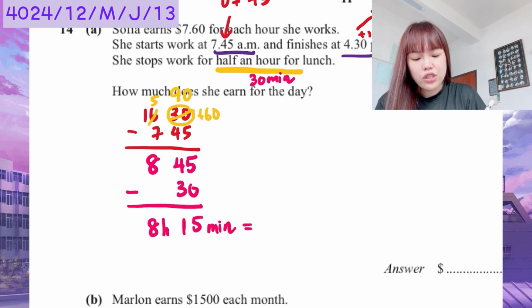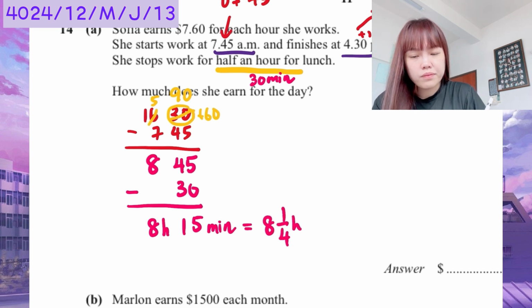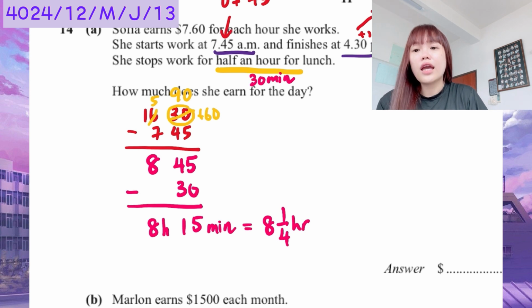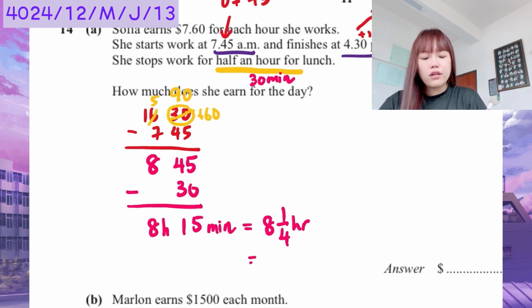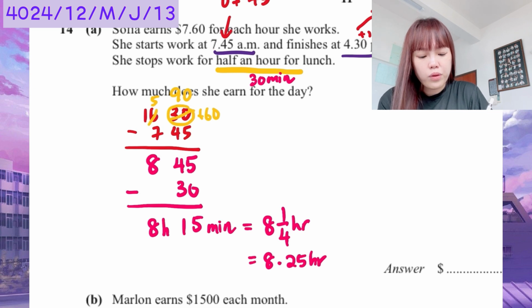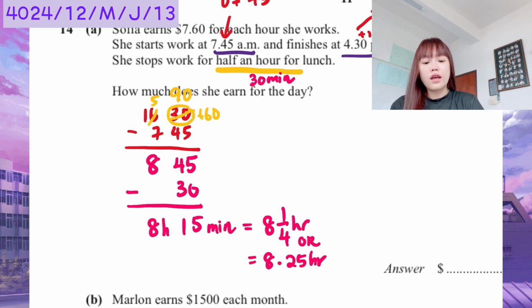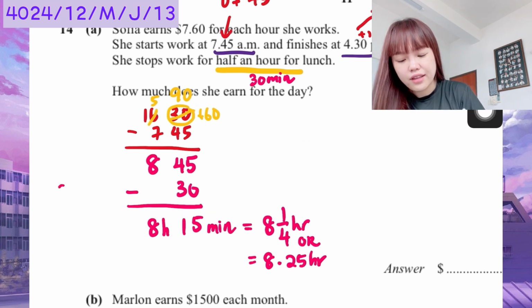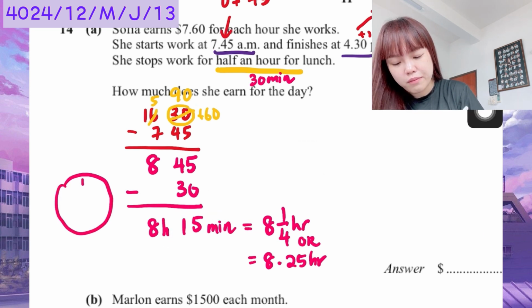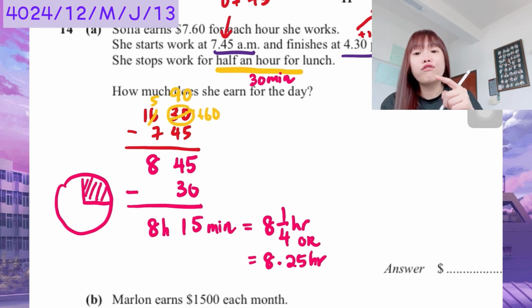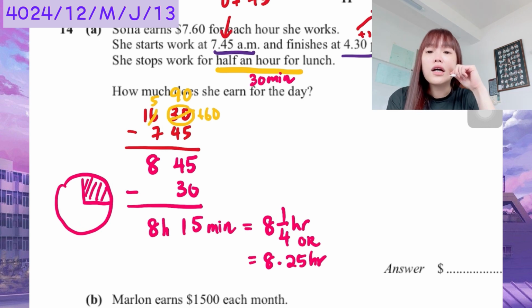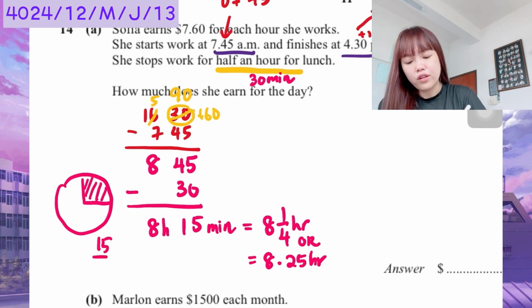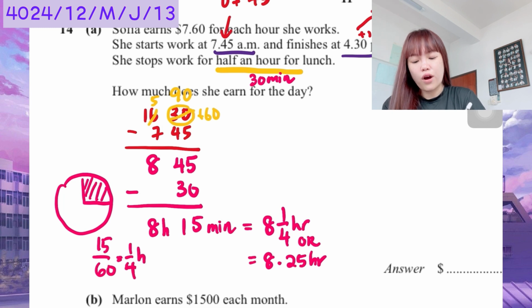Okay, if you want to change this to hour only, it will be 8 and 1 over 4 hour, or 8.25 hour also can. Okay, how do I know is 1 over 4? Because 15 minutes, right? In your clock like this, 15 minutes is like this. So it takes up 1 over 4 of the whole hour. Okay, or you can do it 15 over 60, which is also 1 over 4 hour.